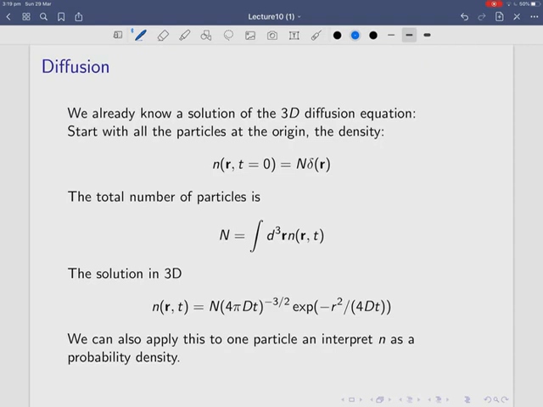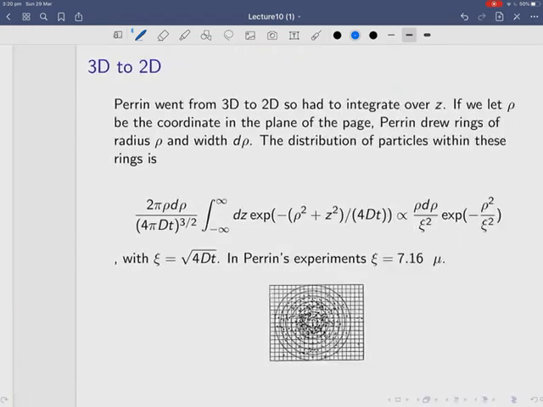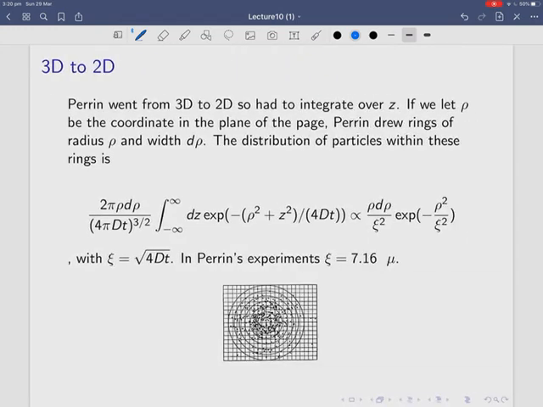Now, already when Perrin was doing the experiment, they knew how to solve the diffusion equation, and we know how to solve it as well for particular cases. And if we have a 3D diffusion with a particle starting at the origin, we have n particles starting at the origin. The total number of particles is conserved, which is the integration of density, and the solution in 3D is this one. Now, you can also apply it to one particle and interpret n as the probability density if you wanted to.